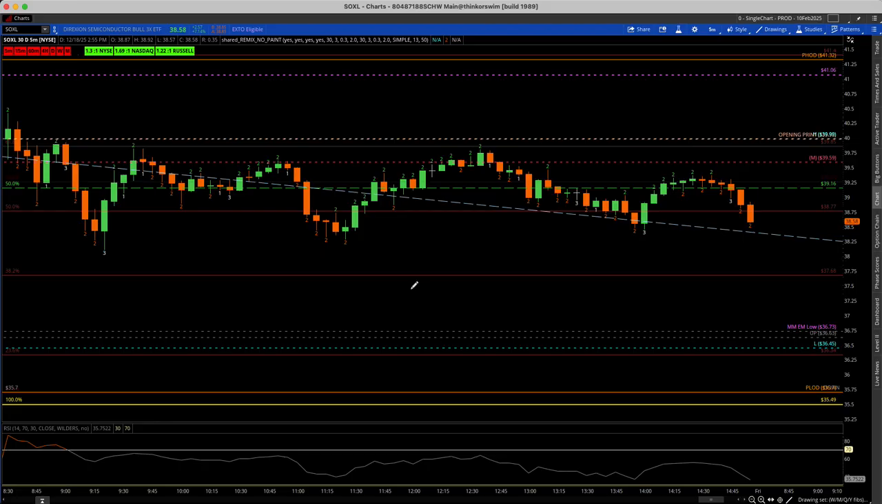So the general rule is we look for higher lows at or above opening print, or the first traded price of the day. If we get a higher low at or above opening print, we want to look to get into calls, looking for overnight high and previous high of day as our targets. On the other side of the coin, if we get open and we push down and we get a lower high at or below opening print, then we want to look to get into puts targeting overnight low and previous low of day.